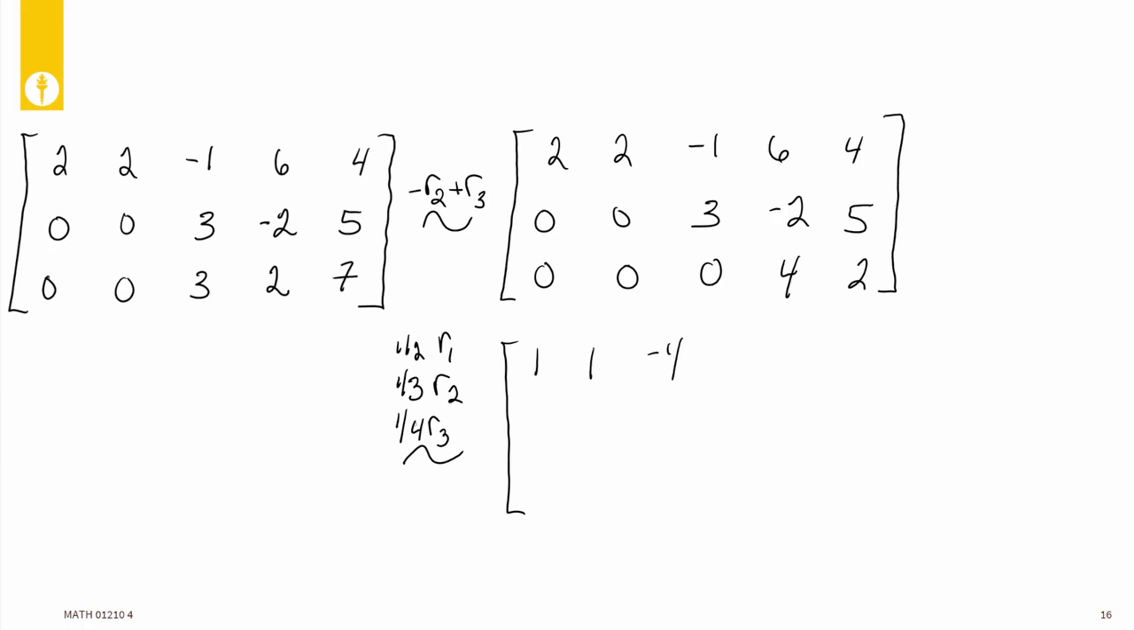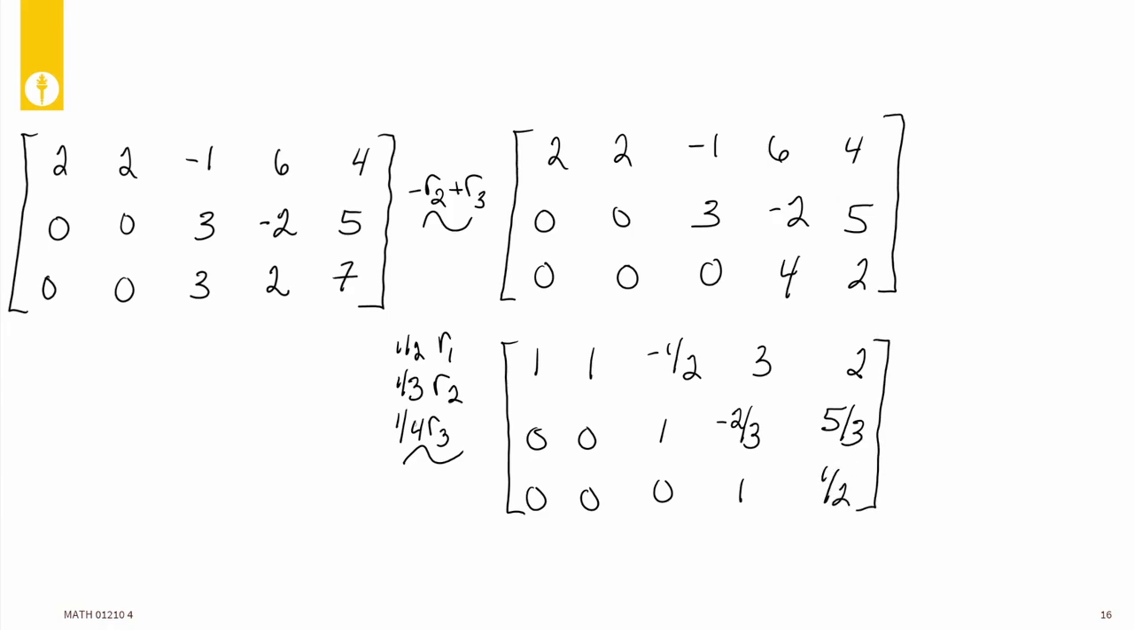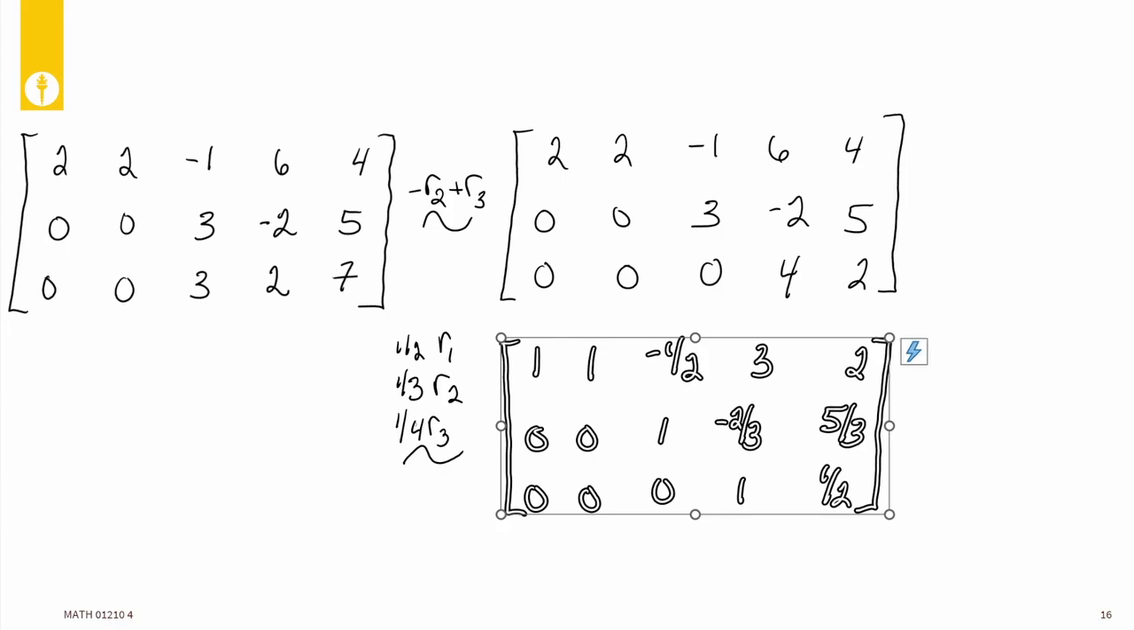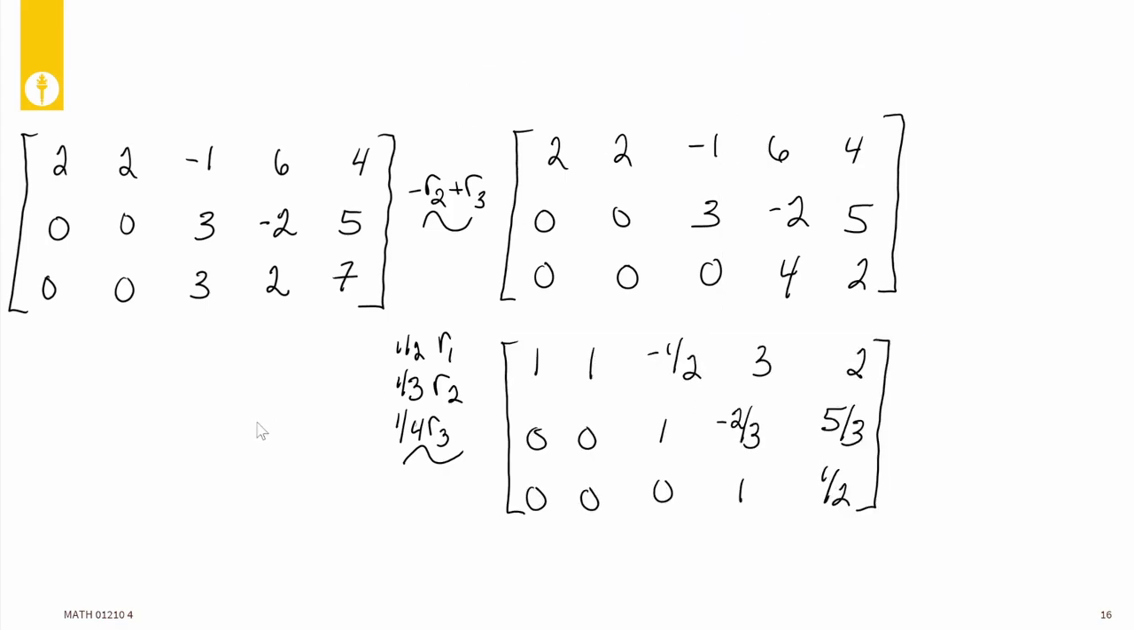1, 1, negative a half, 3, 2, 0, 0, 1, negative 2/3, 5/3, 0, 0, 0, 1, 1/2. Step 1 complete. That is REF now, right?